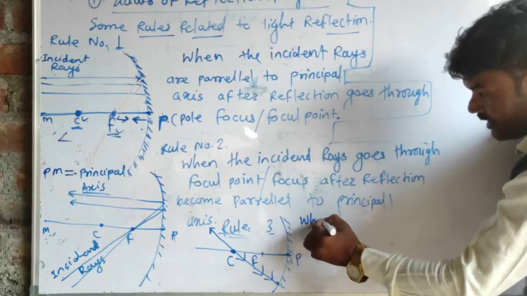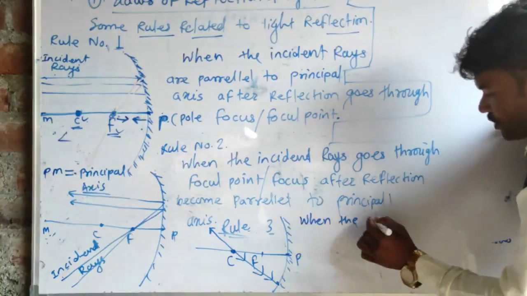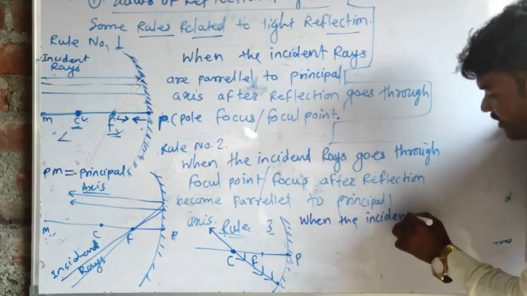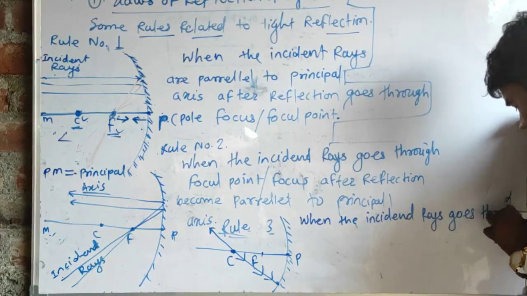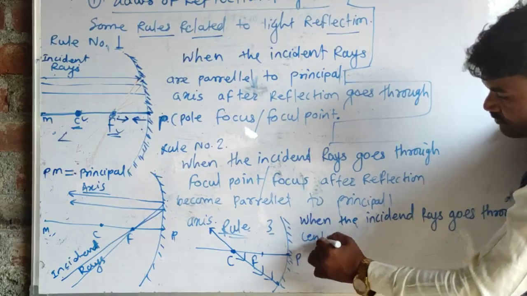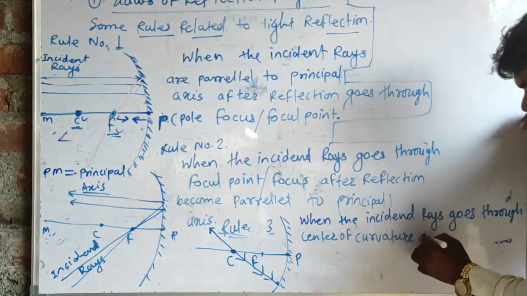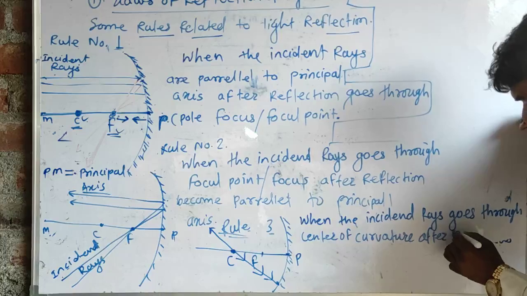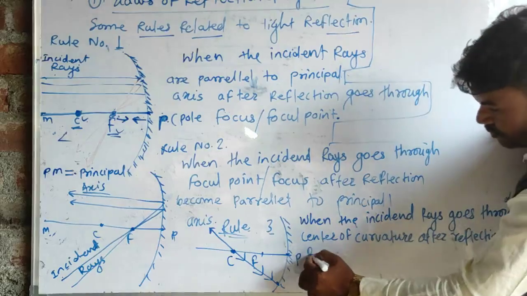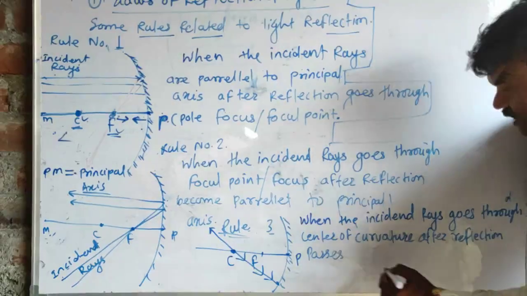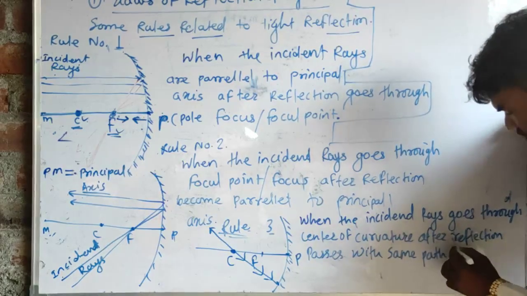So the rule is: when the incident rays go through the center of curvature, after reflection they pass with the same path back.